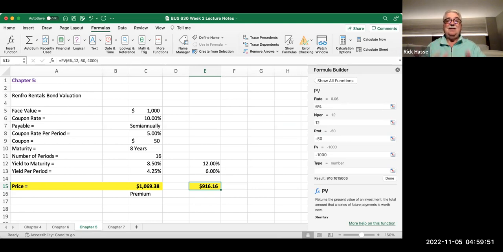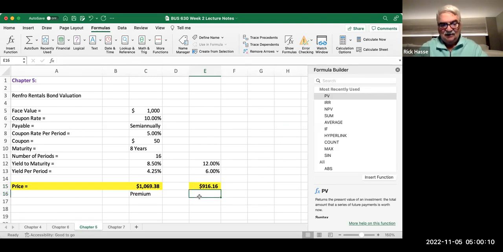$916. In other words, I'm going to sell it at a loss, but they're getting a $1,000 bond with $50 payments, because for a new bond, they have to pay $1,000 to get 12%. Now they can pay $916 to get 10%. That is called selling the bond at a discount.